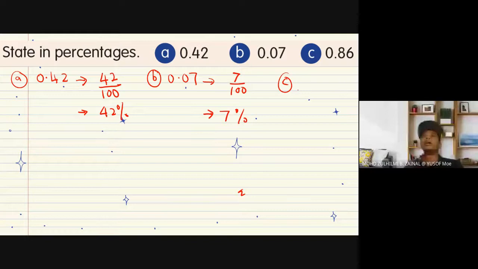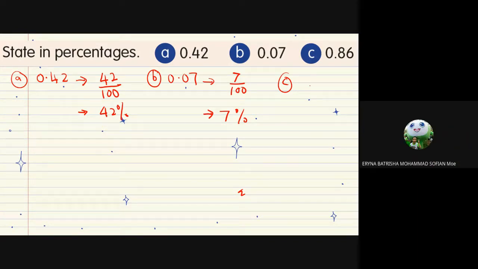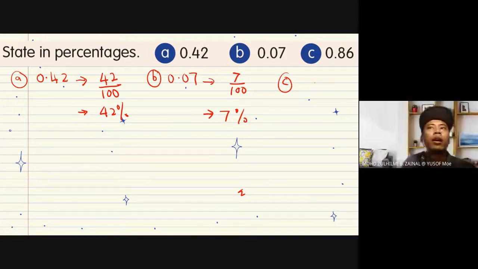C. Erina, can you do C? How do you do the fraction of 100? Easy, you just write down the number over 100, that's all. If it's 0.07, it's 7 over 100. You just take the number and put 100 under it. That's why I said this kind of question is very easy. You just change it into fraction.